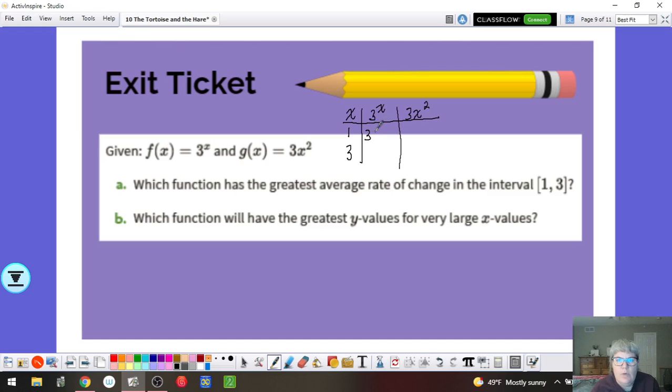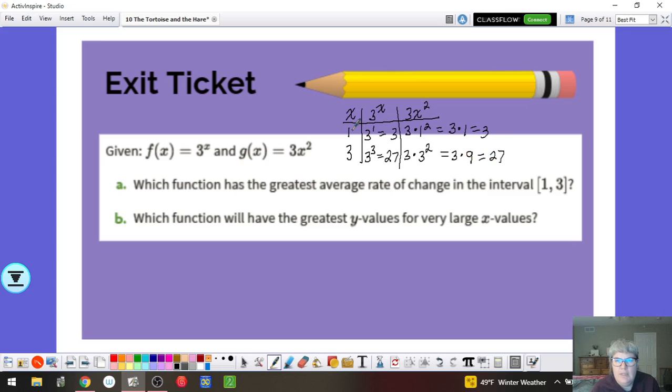So when x is 1, we have 3 to the first power, which is 3. And when x is 3, we have 3 to the third power, which is 27. Going to the quadratic function, we would have 3 times 1 squared. 1 squared is 1. So 3 times 1 is 3. We have 3 times 3 squared. 3 squared is 9. 3 times 9 is 27.